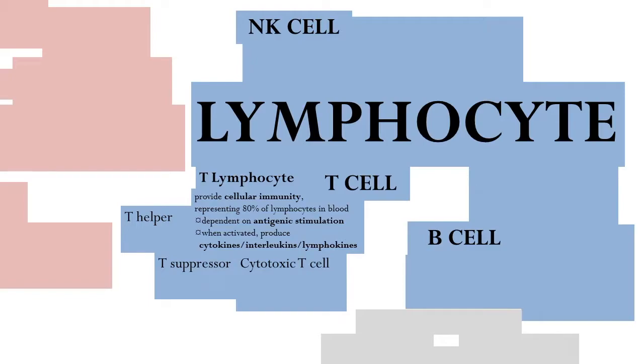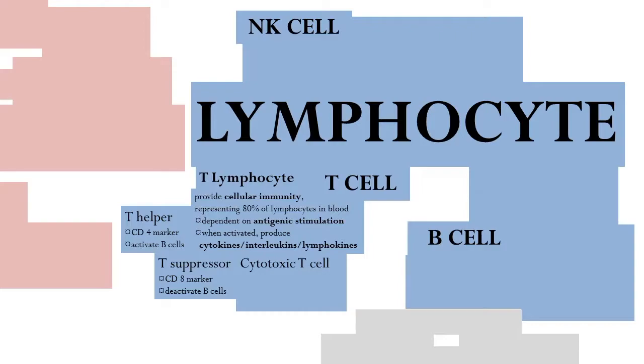What is the function and CD marker of the T helper cell? T helper cells have the CD4 marker and activate B cells. What is the function and CD marker of the T suppressor cell? T suppressor cells have the CD8 marker and deactivate B cells.